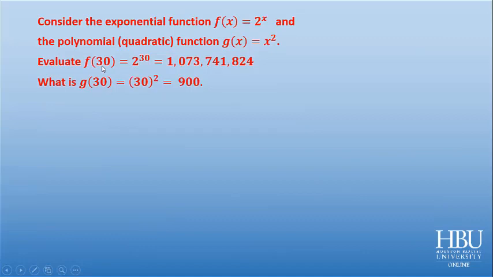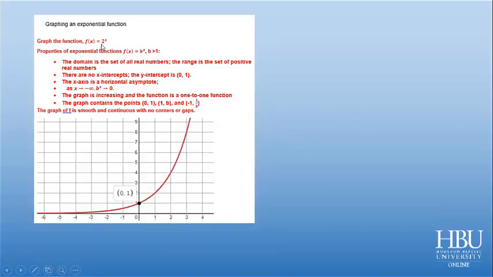If you evaluate f of 30, that would be 2 raised to the power of 30. And that turns out to be 1,073,741,824. On the other hand, g of 30 would be 30 squared, which is just 900. Wow, what a difference. You can see that exponential functions can model extremely rapid explosive growth, much more so than a quadratic function. Let's look at a graph of f of x equals 2 to the power x.